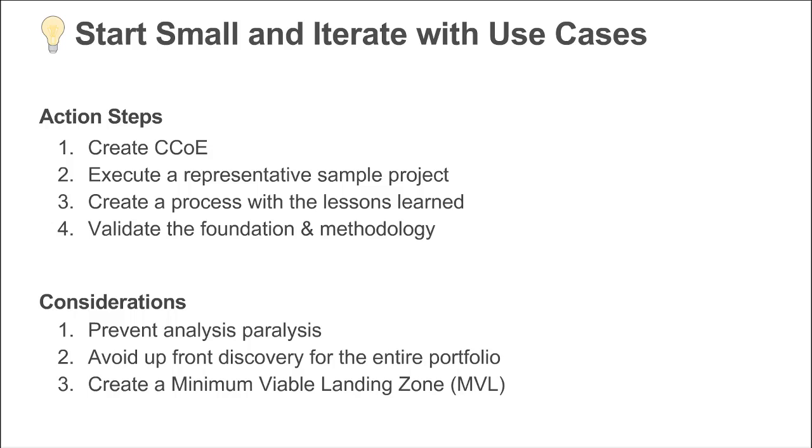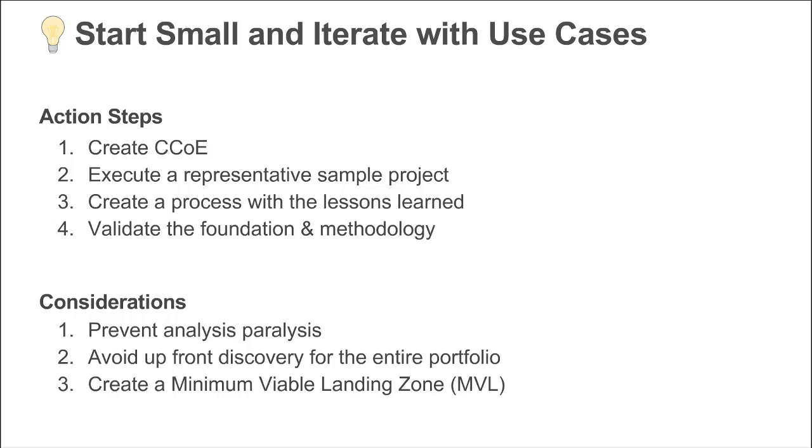So, summarizing that first stage, the pre-migration stage: start small and iterate with use cases. Do a few smaller projects and perfect your minimum viable landing zone that will support you through your first set of migrations. Create a center of excellence. All the knowledge that you have within the organization is good knowledge. Definitely port it over, transform it, and bring that learning in when you're creating a cloud center of excellence. Do a small representative project. Create a process based on the lessons that you've already learned doing this small project, and in the process, validate the foundation and methodology.